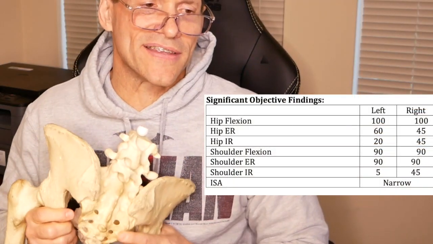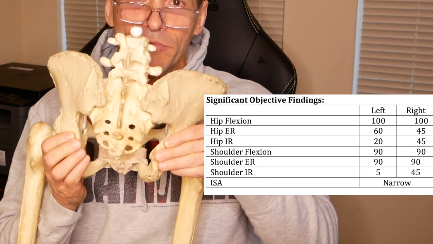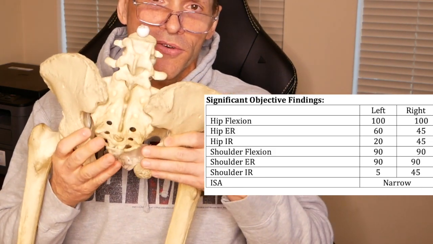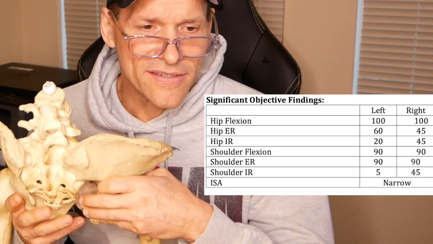So when in doubt, we're going to start with the basic foundation. Jason says that this guy is a narrow ISA. So right away, we know we're going to see a representation that's going to start to ER these ilium. We're going to start to counternutate this sacrum.